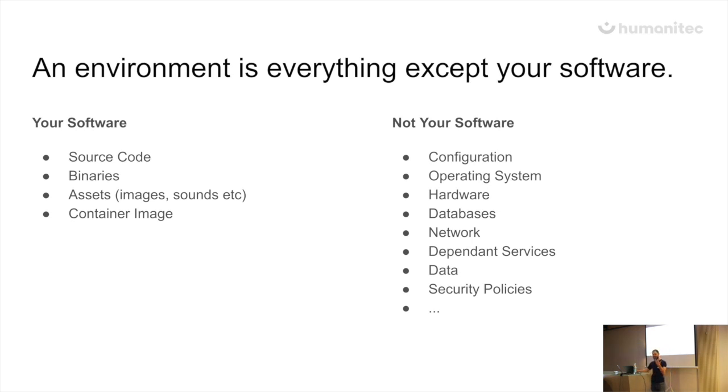So as you can see, there's a large pile of things. Dependent services. Data is something that a lot of people forget. Data doesn't belong to you. Data changes depending on what environment you're in. If you're running on your machine, you may have some small test data. If you're running in production, you might have terabytes of data. And that's a little different, right? So there's different data in different environments, and it's not your software. It's something that you have to deal with when you're managing environments.